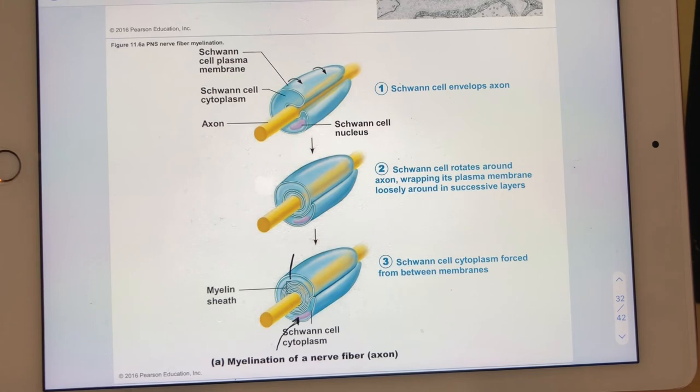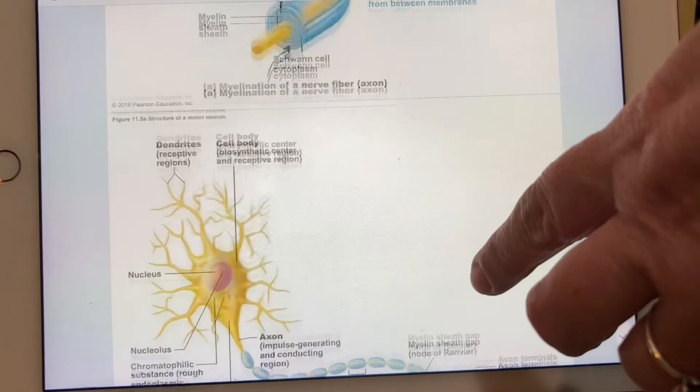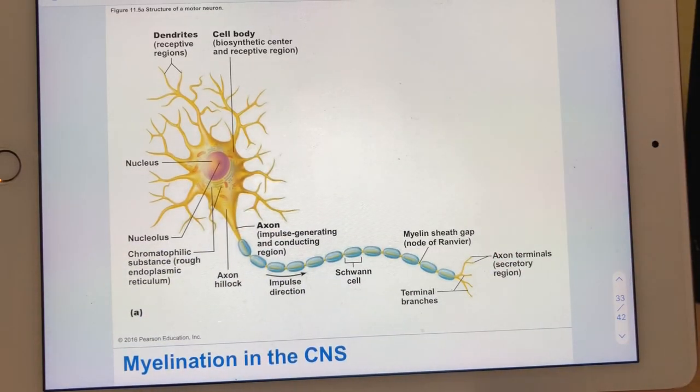Okay, if this Schwann cell has to wrap many times around, the whole cell has to wrap many times around an axon, how many other axons can it serve? Zero. Okay, one myelin sheath, many Schwann cells. I'm on slide 34. Whereas, slide 35.